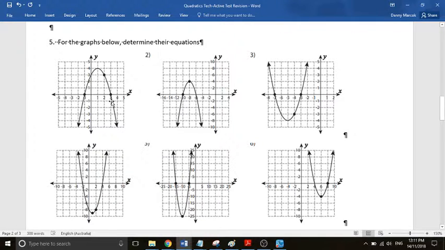So we've got this thing here. We're looking at this first one here. We've got x-intercepts at -1 and 3, and then we've got another point here at (2, 3). So that's the information we're going to use. Now, because we've got the two x-intercepts, we can use factor form.